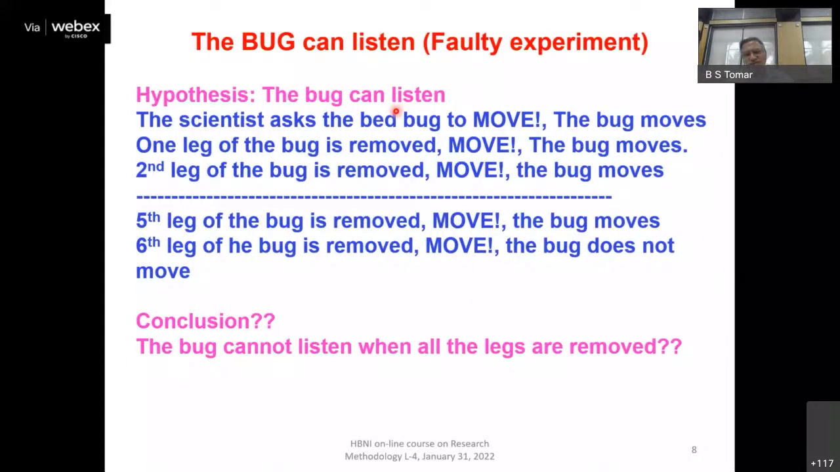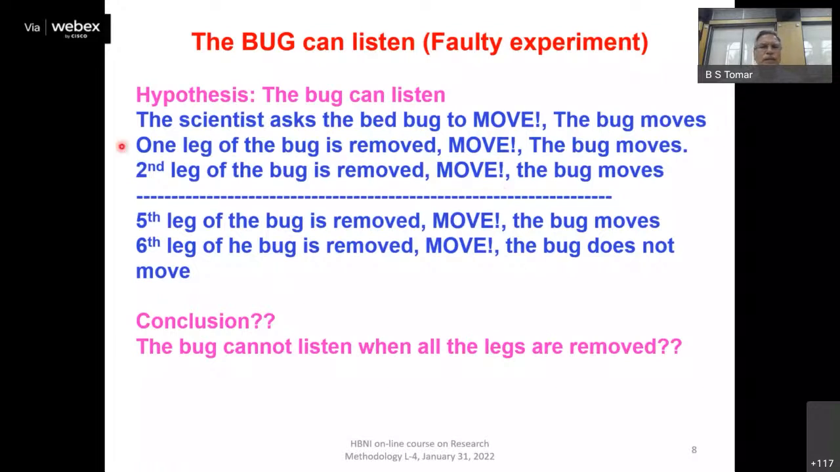I will give you a very interesting anecdotal example of a faulty experiment. That is what happens if we are not conceptually clear about the hypothesis. This hypothesis says that the bug can listen. Now, the scientist wants to prove that the bug can listen. The experiment that he makes is not proper.